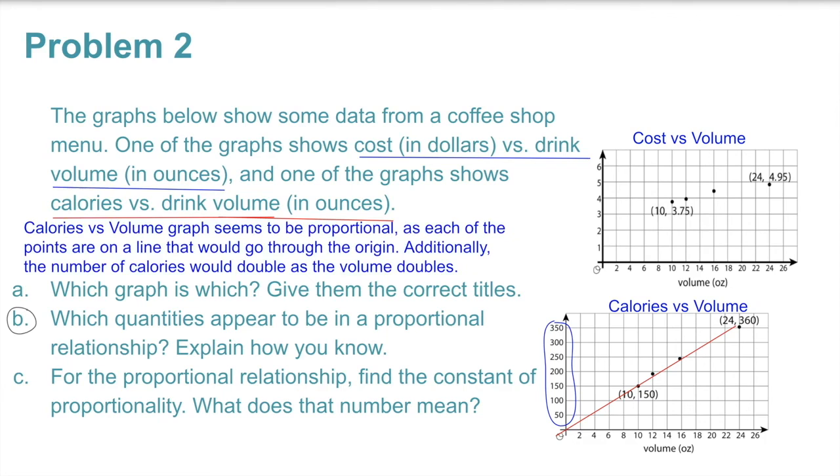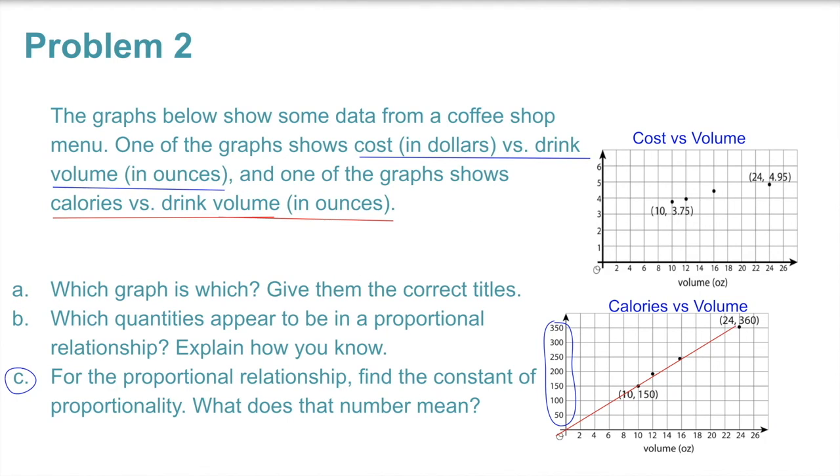The calories versus volume graph seems to be proportional, as each of the points are on a line that would go through the origin. Additionally, the number of calories would double as the volume doubles. C. For the proportional relationship, find the constant of proportionality. What does that number mean?